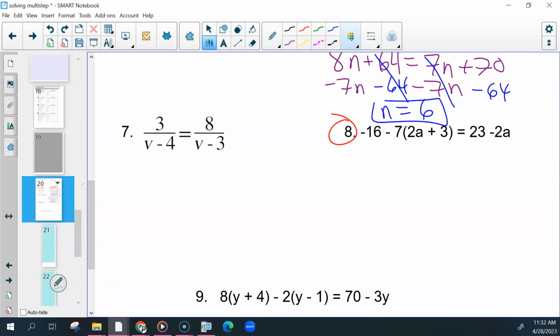Last one, 8. What would be our first step? Distribute the negative 7. So remember to bring that negative with it. We have negative 16 minus 14a minus 21 equals 23 minus 2a. Then what? Combine them. So negative 16 minus 21, what would that be?